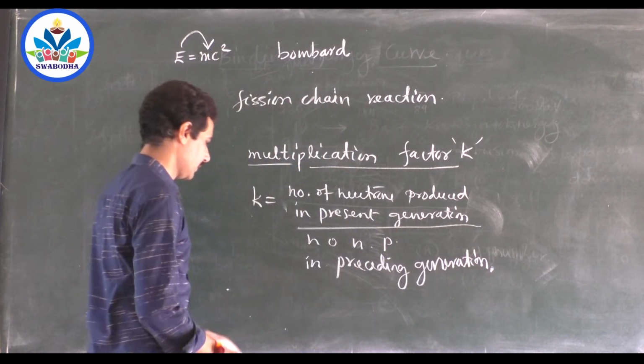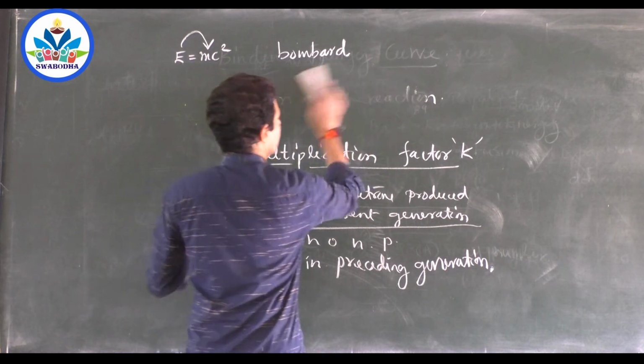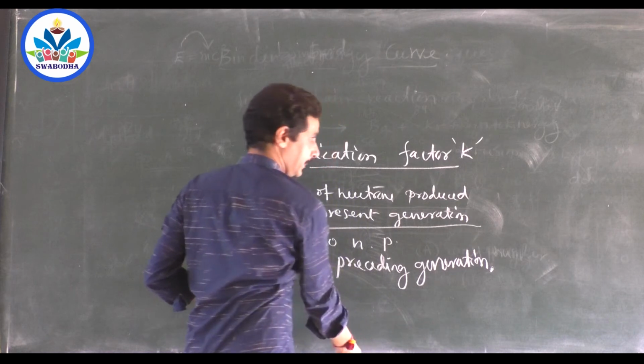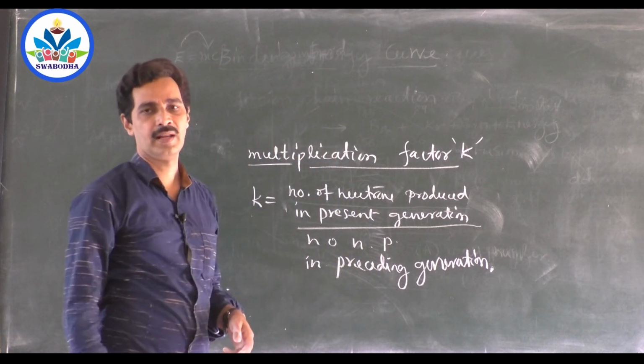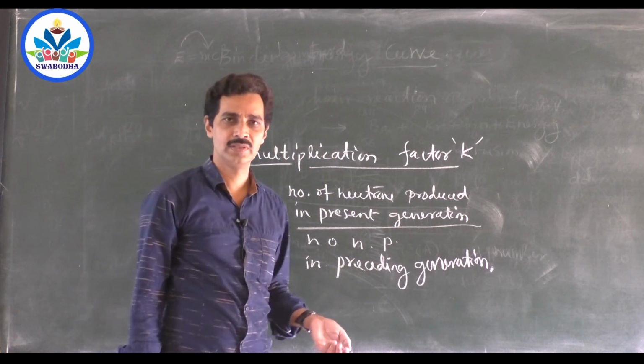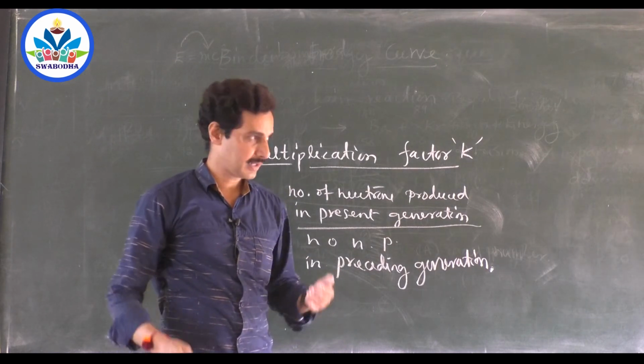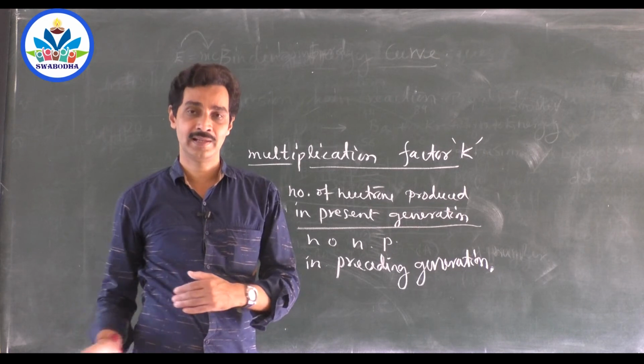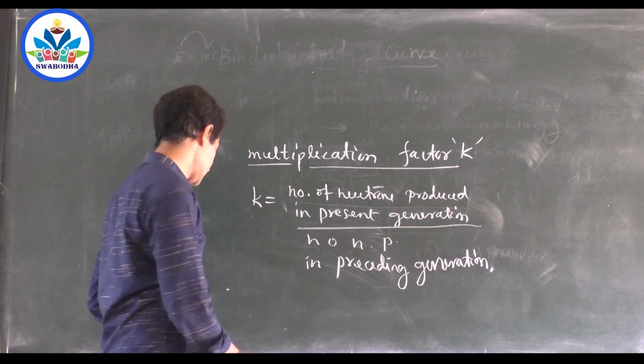This is the definition for multiplication factor. So multiplication factor in a chain reaction is defined as the ratio of number of neutrons produced in the present generation, whatever you are observing now, to the number of neutrons produced in the preceding generation. That ratio is called multiplication factor.